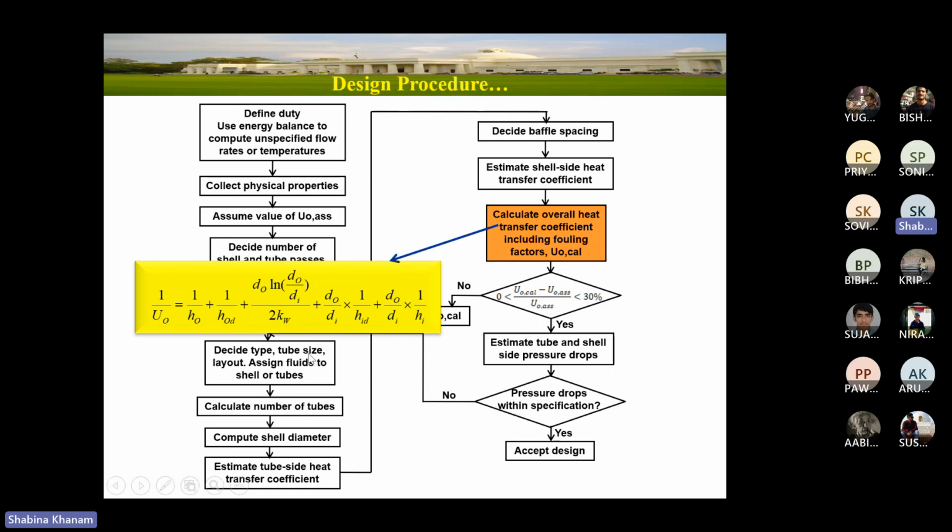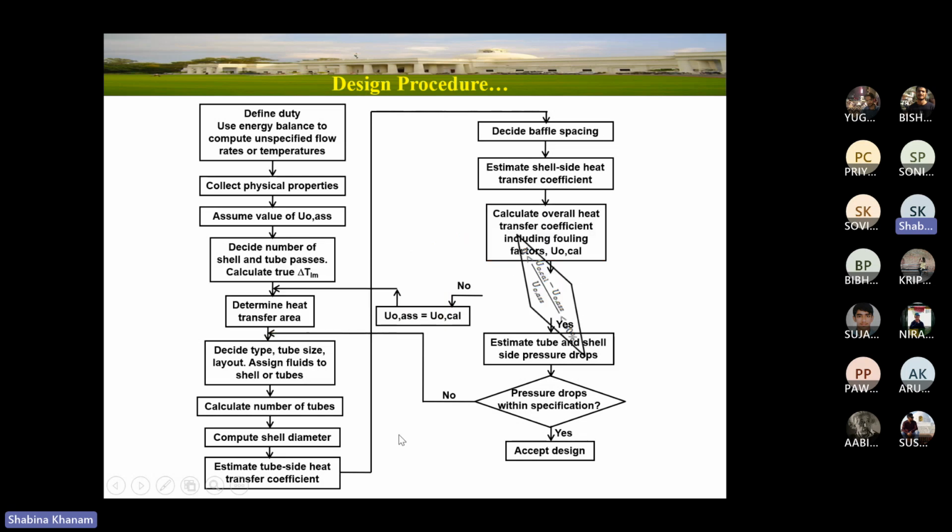Okay, so now I am having all values to calculate the overall heat transfer coefficient, and then I need to compare this overall heat transfer coefficient with the assumed value, and that should be within plus minus 30%. If it is not, you need to replace the assumed value with the calculated value, and then repeat the whole calculation. Now if this value of coefficient falls within plus minus 30%, you can estimate tube side and shell side pressure drop.